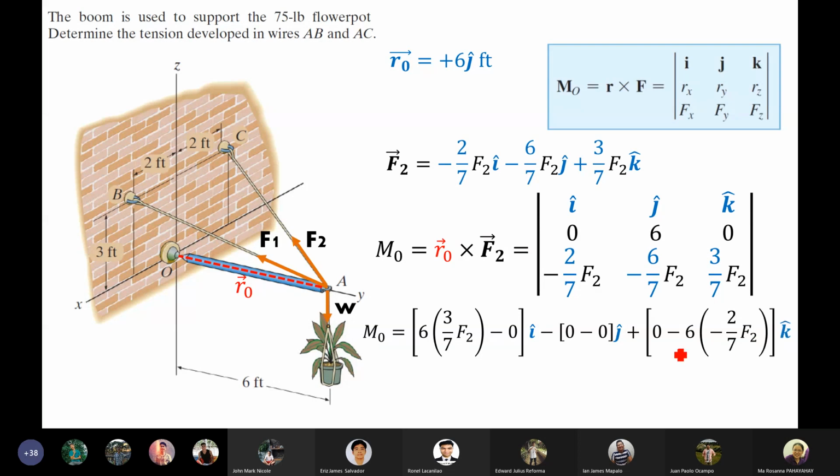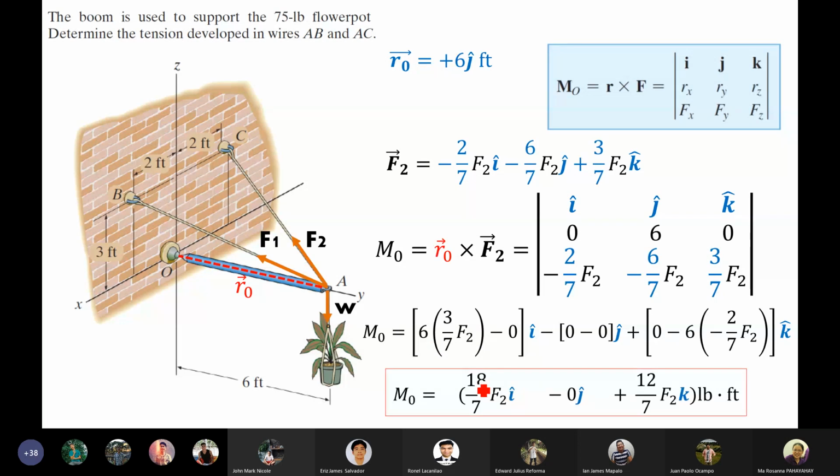So this will become positive. The answer here is negative 18 over 7 F2 i hat minus j, which I already put, and this is negative 6 times negative 2, so positive 12 over 7 F2 k hat. So that is now our moment for the second force.